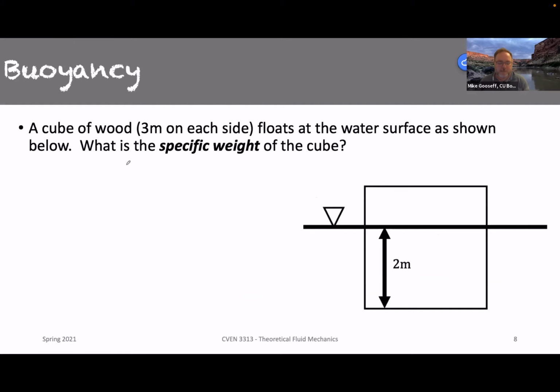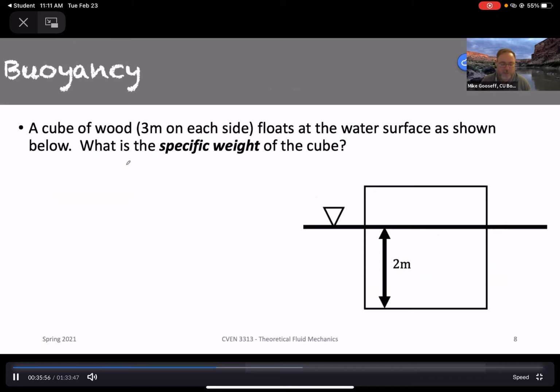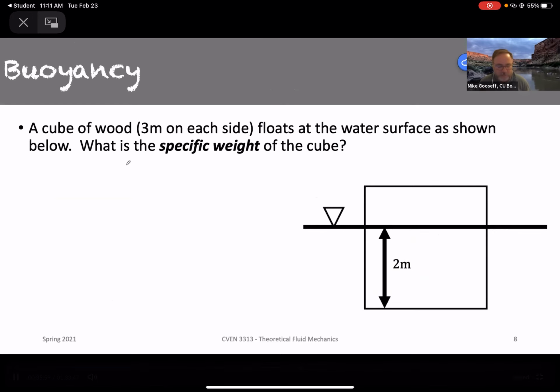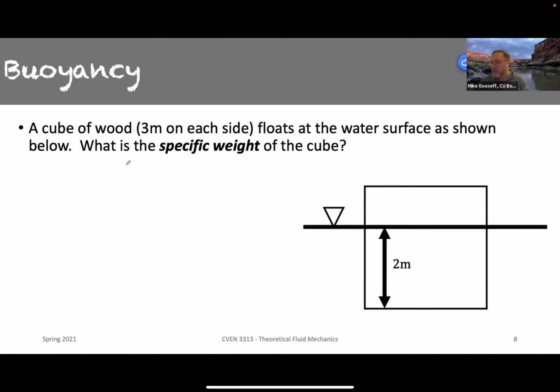This problem is similar to the next one, and we're running a little low on time. So why don't I do the next one? I'll lay this out real quick. This isn't too bad. So you have this 3 meter by 3 meter by 3 meter cube, and when you put it in water, it's like an iceberg. You get 2/3 of the height underwater, and a third, a meter of it sticking out of the top. So the question is, what is the specific weight of the cube?